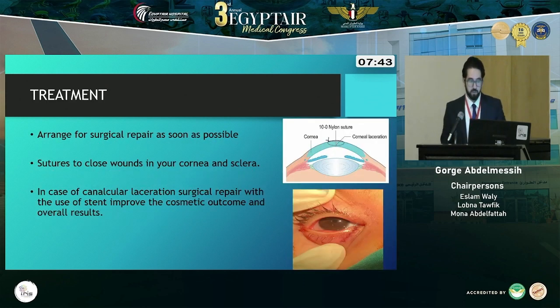Treatment: we have to arrange for surgical repair as soon as possible. Close the corneal and scleral wound by sutures. And in case of canalicular laceration, surgical repair should be done with the use of a stent to improve the cosmetic outcome and overall results.